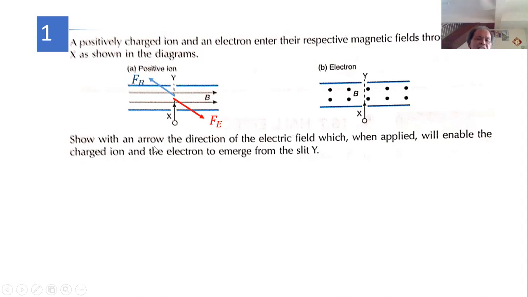So you have to show the direction of electric field same as FE, this one. Okay, how about for the electron? Remember the dot tells you the magnetic field. The magnetic field is coming out. It's an electron. So where is the magnetic force?